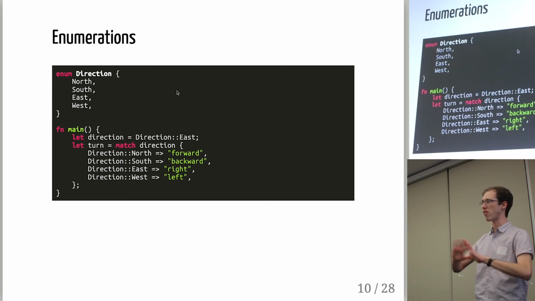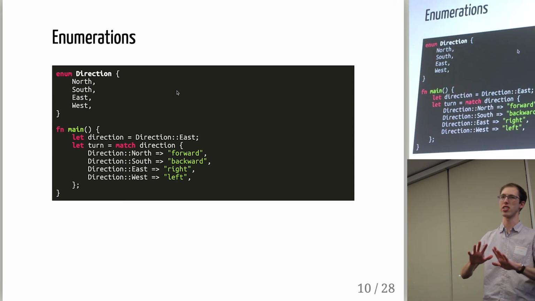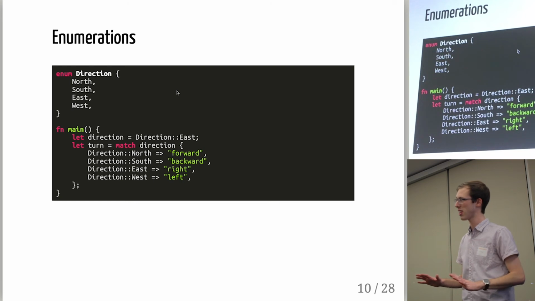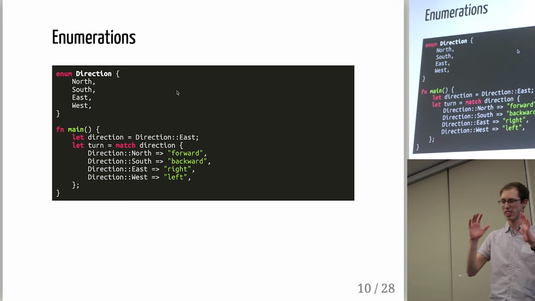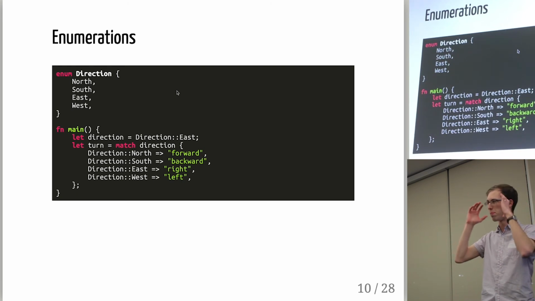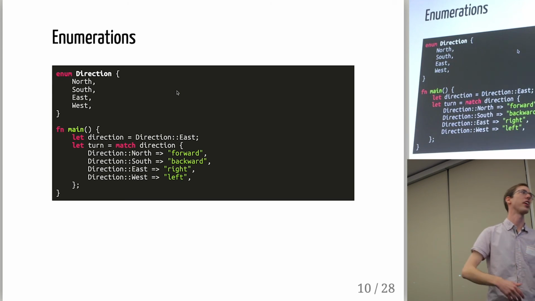Enumerations. Okay, so this is one of my favorite things about Rust, because I think enumerations come up all the time, and in every language I use that doesn't give me first class support for these, I just miss it so much. So right here we've got directions, right?